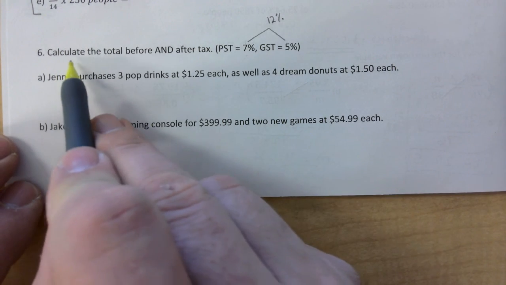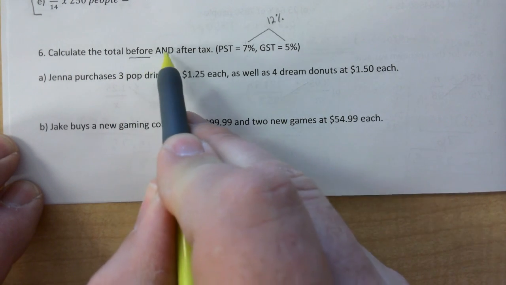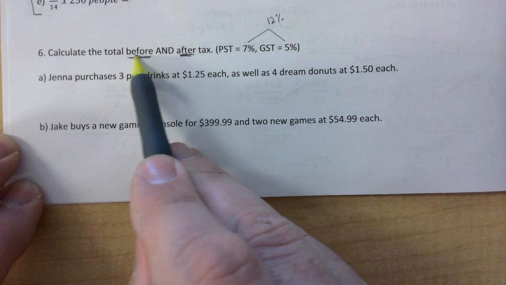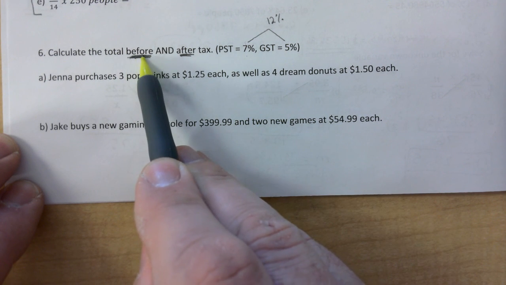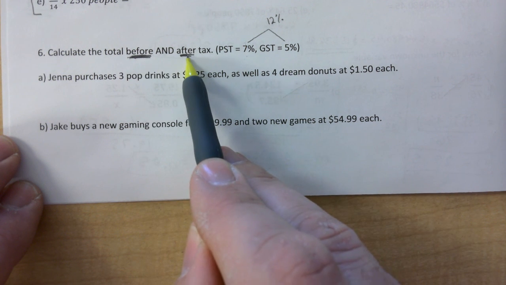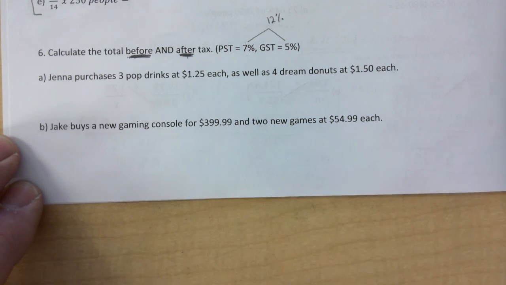It says calculate the total before and after tax. That is the wording that the province likes to use. Before tax obviously means no taxes added. After tax means after the taxes have been added, or including tax, right?